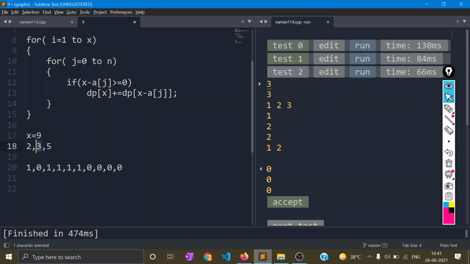Then I consider 3, and I change from then my x minus aj would be 2, right? 5 minus 3 is equal to 2, so dp2 is 1, right? So 1 plus 1 is 2. So when I get to 5, 5 minus 5 is 0, and dp0 is 1. So I change from 2 to 3, right? So you can see how I am working here, right?